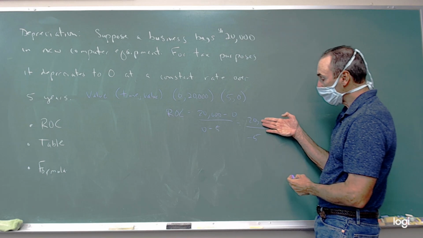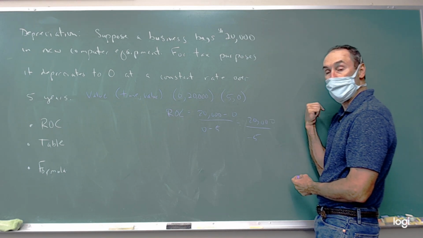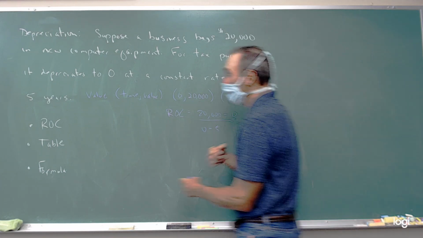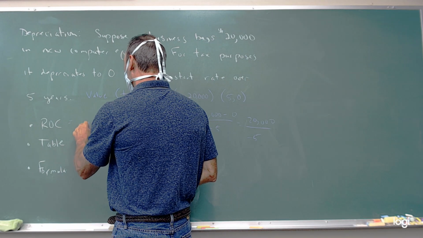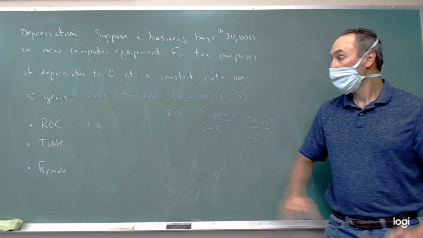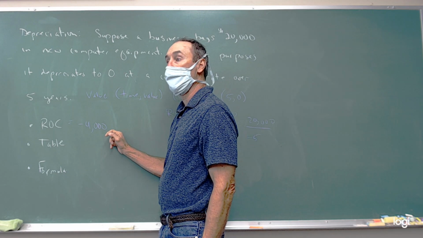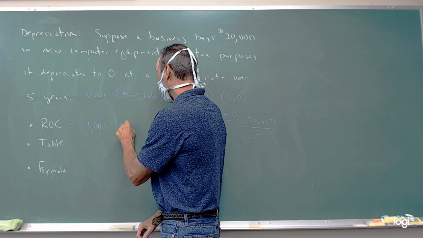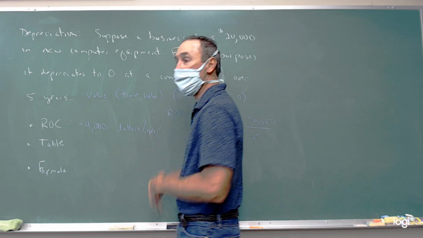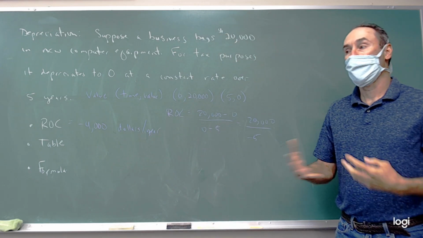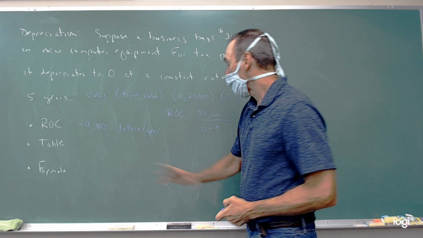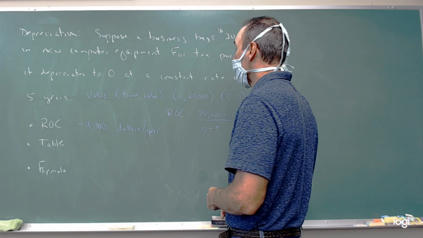And so 5 goes into 20 4 times, and then we got 3 more zeros, and we have a positive divided by a negative. So that is going to make our rate of change a negative 4,000. Make sense? What would the units be on this? Dollars per year. Dollars per year, exactly. So we are saying it is decreasing in value at $4,000 per year. Make sense?